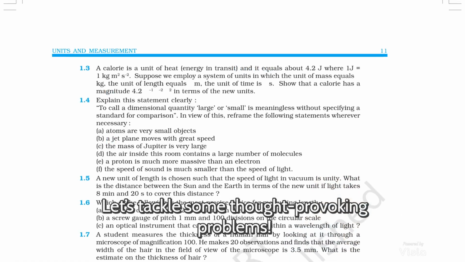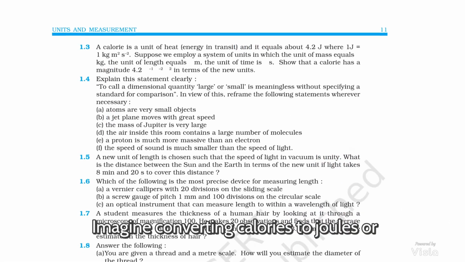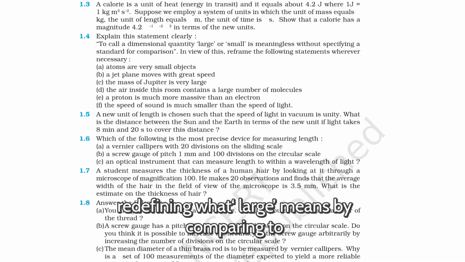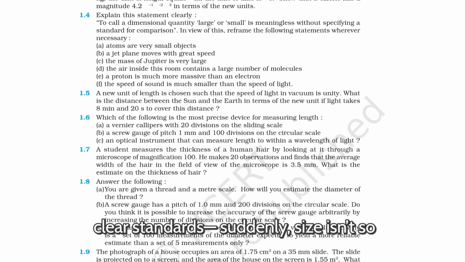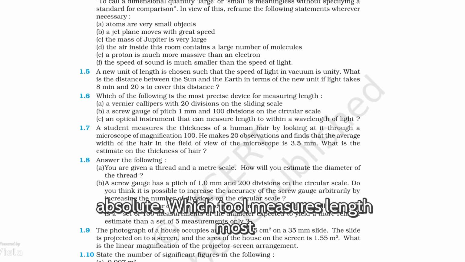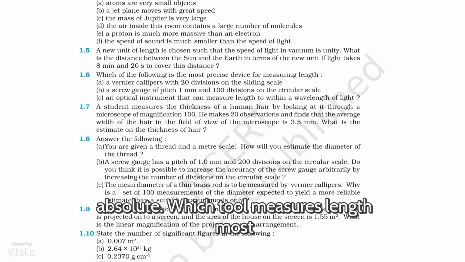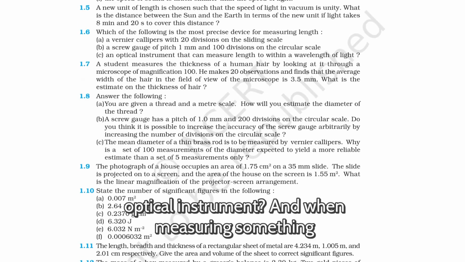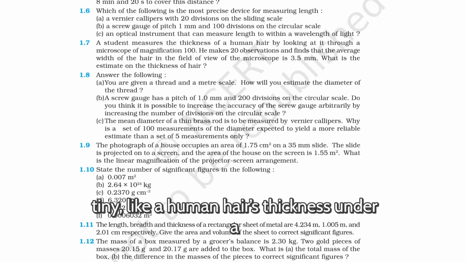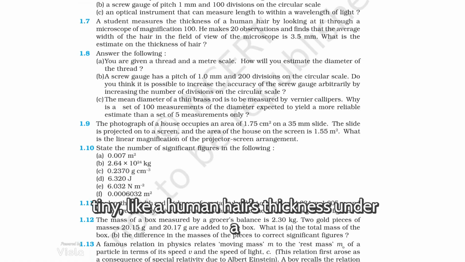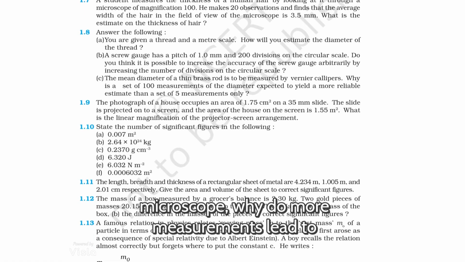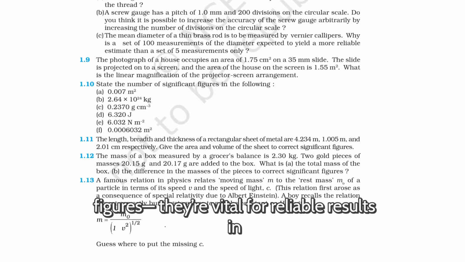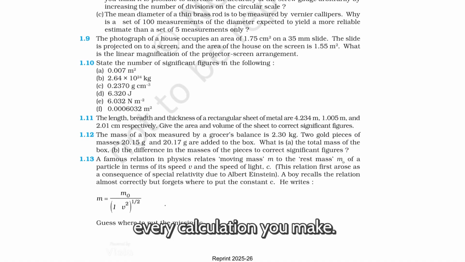Let's tackle some thought-provoking problems. Imagine converting calories to joules or redefining what large means by comparing to clear standards. Suddenly, size isn't so absolute. Which tool measures length most precisely, a vernier caliper, screw gauge, or optical instrument? And when measuring something tiny, like a human hair's thickness under a microscope, why do more measurements lead to better accuracy? Don't forget significant figures. They're vital for reliable results in every calculation you make.